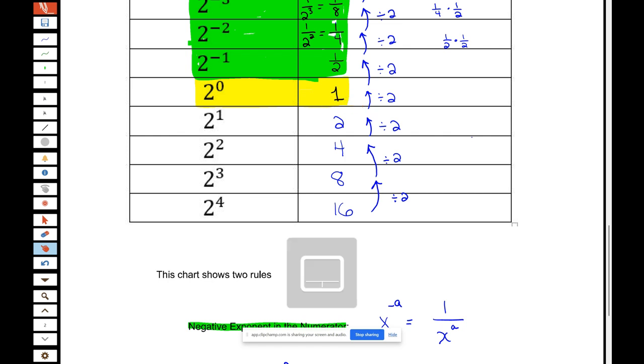So that's our lesson on zero exponents. Join us next time where we will talk about the power to a power rule.